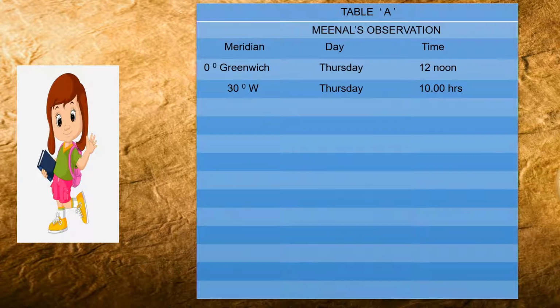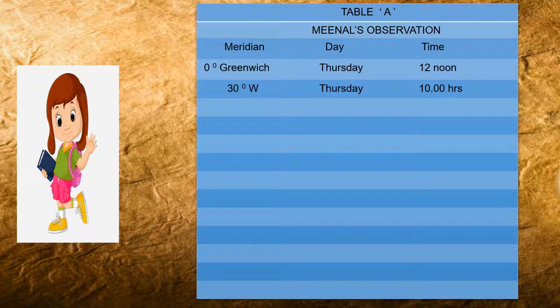Students, as all of you know that in a previous slide, we have studied about Meena's journey. Now, see your geography textbook, page number 58, table A, Meena's observation. Now, on the basis of our previous slide, let's complete the table about Meena's observation during different meridians. As already mentioned, Meena started her journey from 0 degree Greenwich meridian, and that time it was Thursday 12 o'clock in the afternoon.